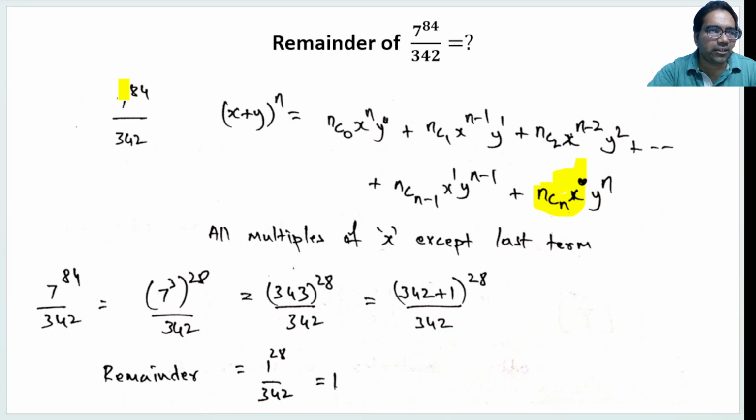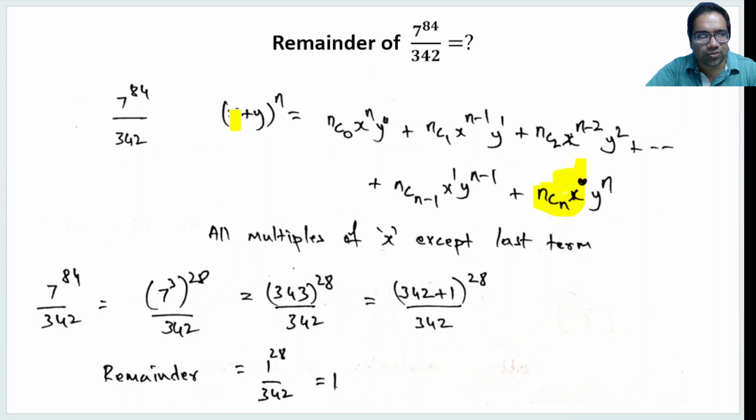Now this 7^84, what can we write? 7^84 is (7^3)^28, since 3 times 28 is 84. We can write it like this, right? (a^m)^n is a^(mn). Now, what is 7 cube? 7 cube is 343. What can we write 343 as? We can write it as 342 plus 1.